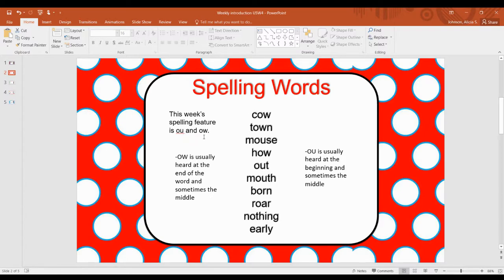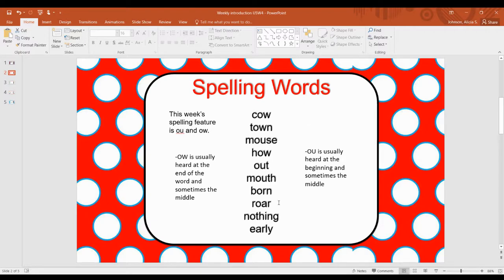Now, I do want to point out that when we're trying to figure out whether to use the OU or the OW, OW is usually heard at the end of a word and sometimes in the middle. So, an example is cow. We hear the ow sound at the end. And in town, it's in the middle. Ow, town. And OU is usually heard at the beginning of the word and sometimes in the middle. So a word like ounce, or here one of our spelling words, out, or we have it here in the middle, mouth, ow, mouth.